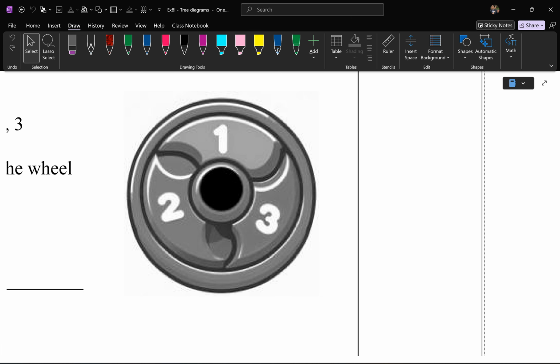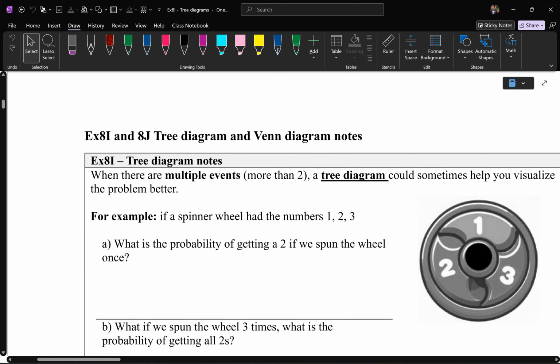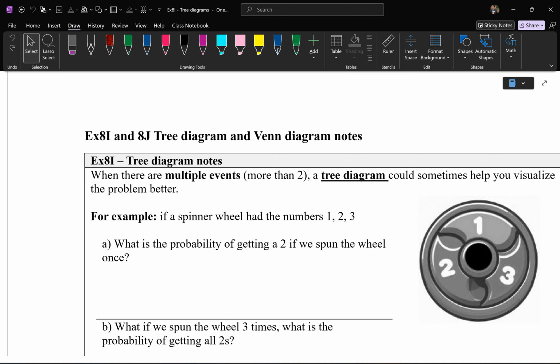When you spin this, let's say there's a little tab that lands on either 1, 2, or 3. So when you spin it once, the first time you spin it, this is an easy one to calculate. On a logical sense, we know that the probability of getting a 2 if we spin it once is what? 1 out of 3, because there are 3 options. And for the tab to land on 2, well, there's only 1 2 there, so it's 1 out of the 3 options.